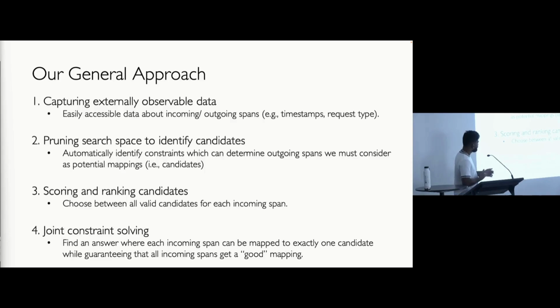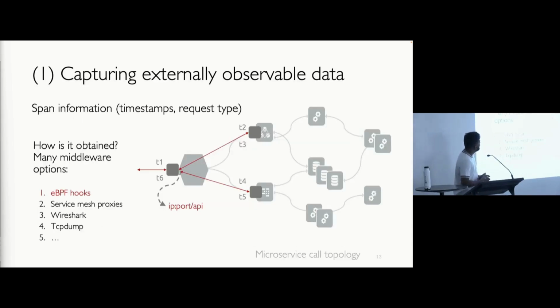And then finally, once you have a set of valid candidates for each incoming span, you need to run joint constraint solving, which basically tries to say, can you find an assignment of incoming span to outgoing candidate in such a way that all incoming spans are guaranteed to get one answer, and that answer is a very good answer, meaning that it gets a good score for each of those mappings.